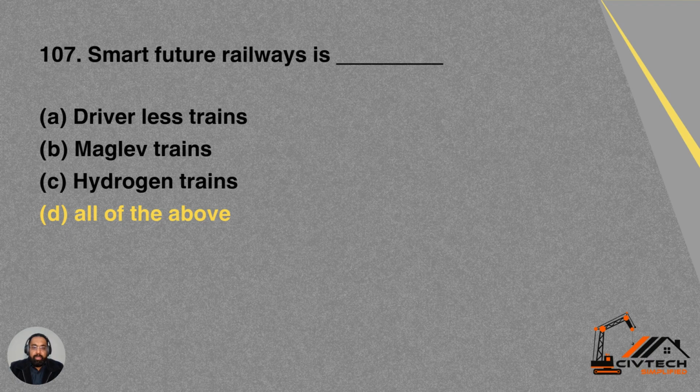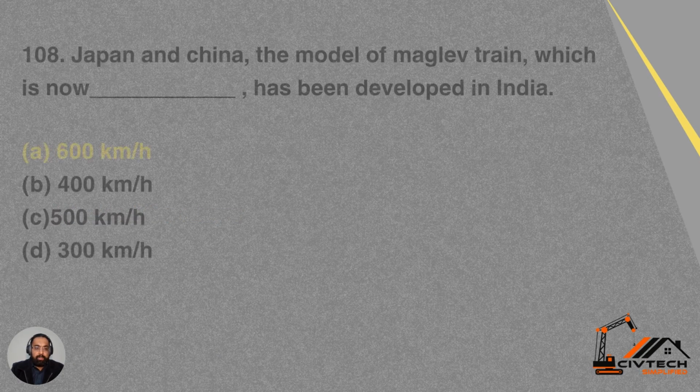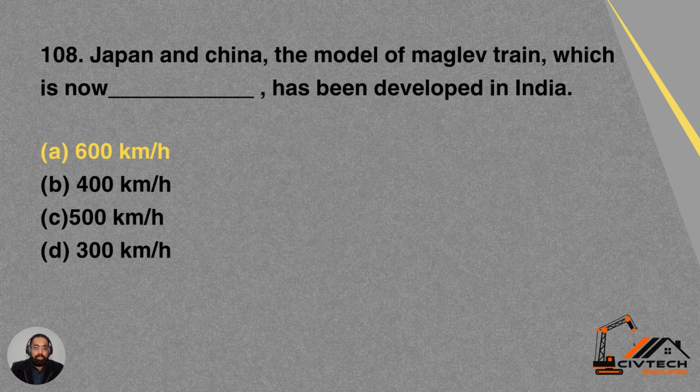Question 107. Smart future railway is option A, driverless train. What is smart future railway? It will be a driverless train. Option B, maglev train. Option C, hydrogen train. So all these are being considered under the smart future railways. So D is the correct answer.